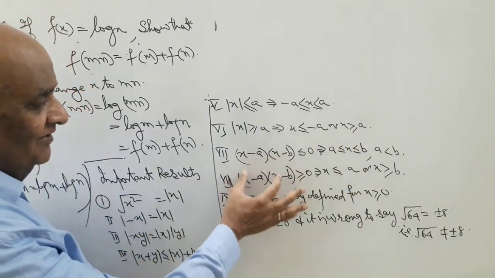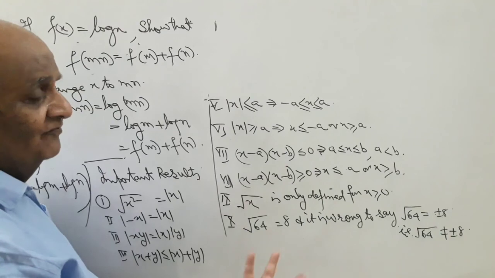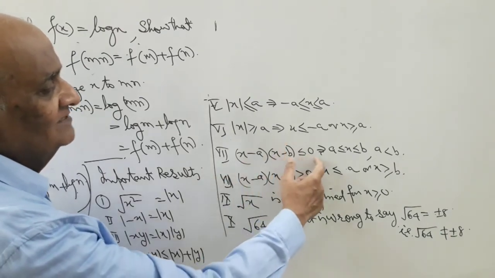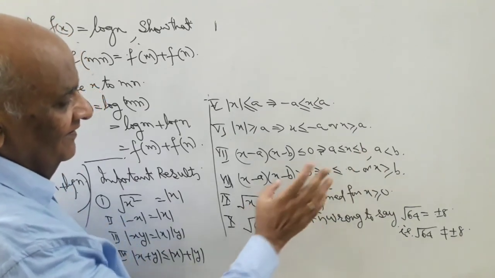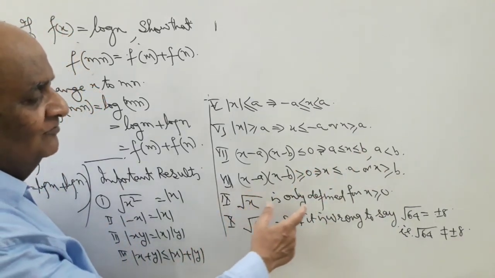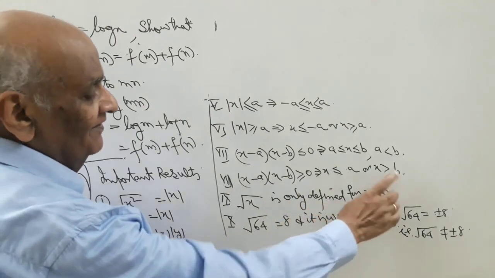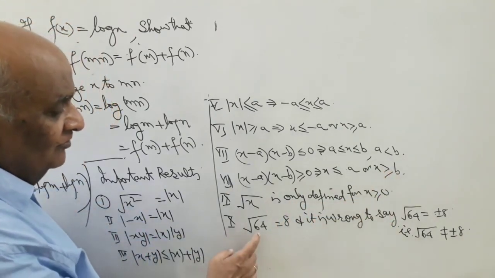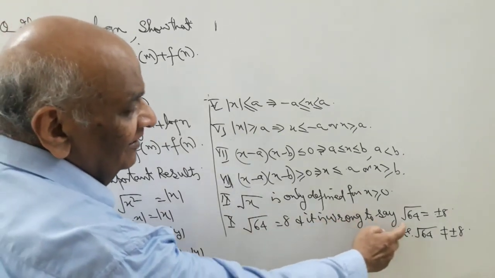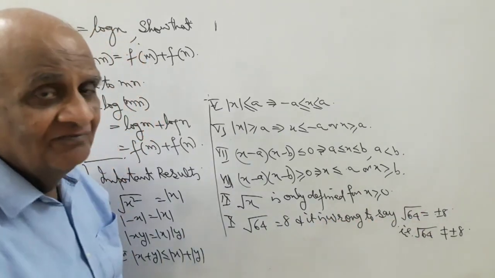Similarly, these are some of the cases when we study in plus 1 in equations. x minus a times x minus b less than or equal to 0 or greater than or equal to 0. Remember, the precaution is under root of x is only defined for x greater than or equal to 0. Under root of 64 is only plus 8. It is wrong to say under root of 64 is plus minus 8.